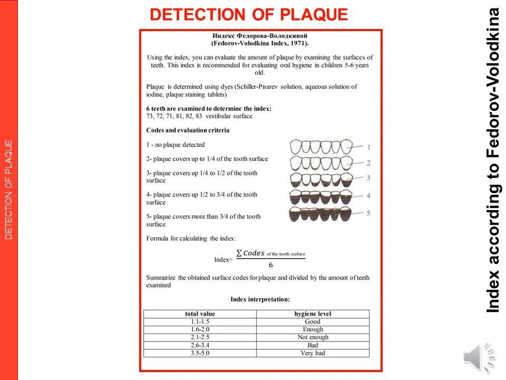The next index is the index according to Fedorov-Volodkina. We use this index for evaluating oral hygiene in children 5 to 6 years old. Using the index, you can evaluate the amount of plaque by examining the surface of the teeth. Plaque is detected using dyes: Schiller-Pisarev solution, aqueous solution of iodine, plaque stain tablets, erythrosine, fuchsin, etc.